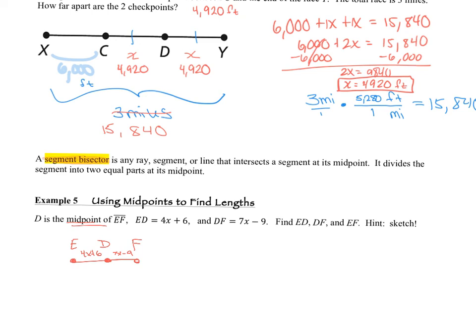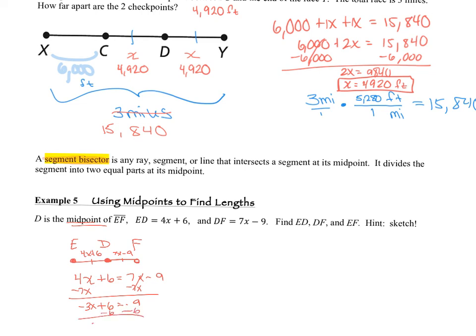Well, the midpoint is the key word. Why would they tell me that it's the midpoint? Because I know that it's making 2 congruent pieces. It's a segment bisector. So now, since I know these are equal to each other, I can set it that way. 4x plus 6 equals 7x minus 9. Negative 3x plus 6 equals negative 9.